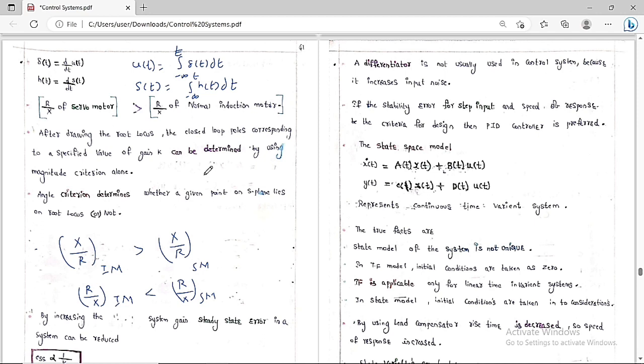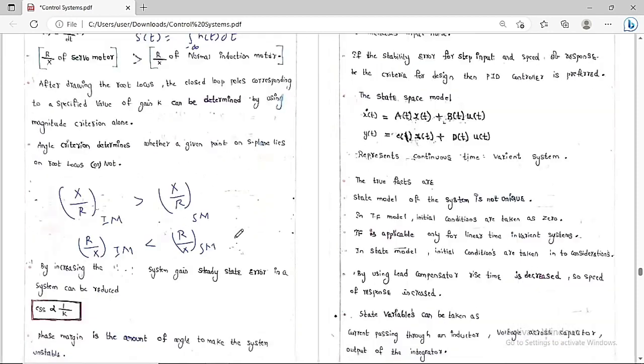The next point is, the angle criteria determines whether a given point on the S-plane lies on the root locus or not. I already told you. If any point satisfies the angle criteria, we can say that point is lying on the root locus. Otherwise, it is not going to lie on the root locus. So these things you always have to keep in your mind.